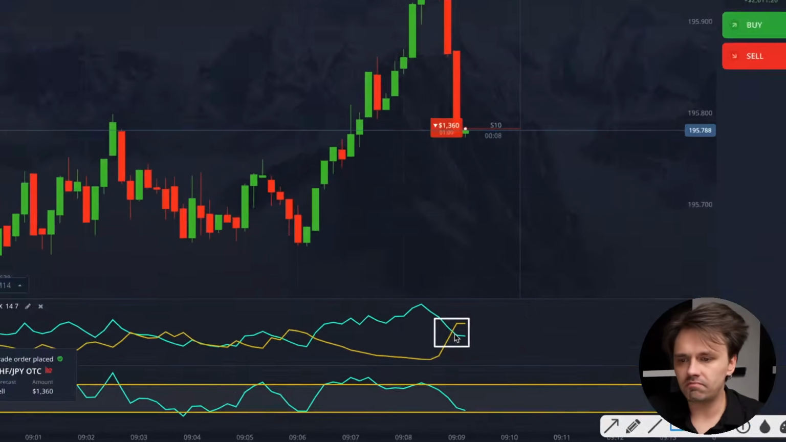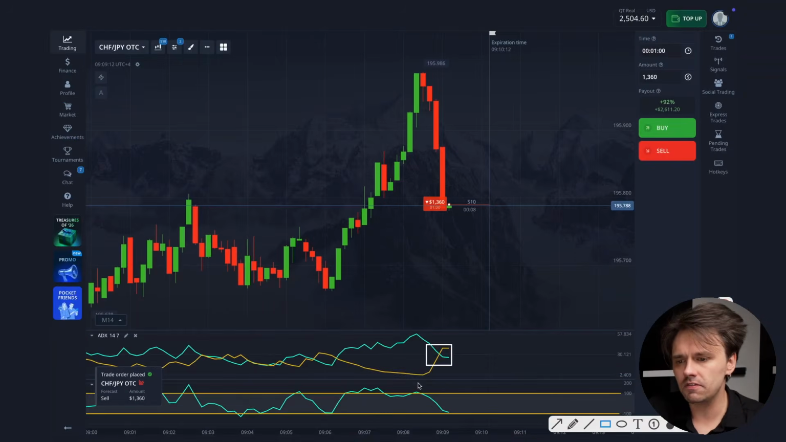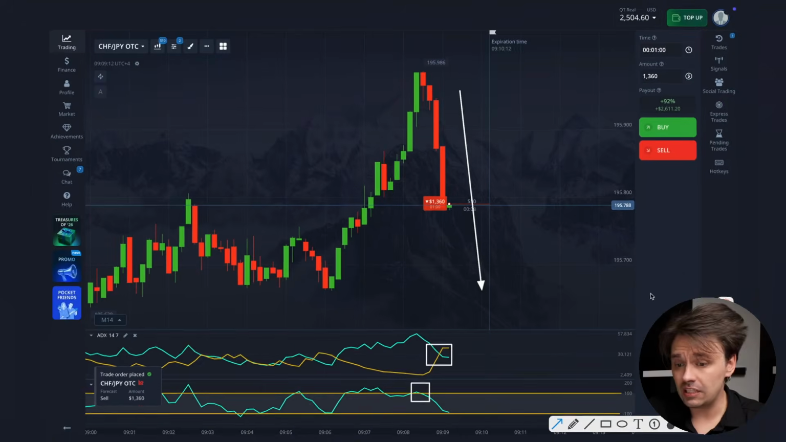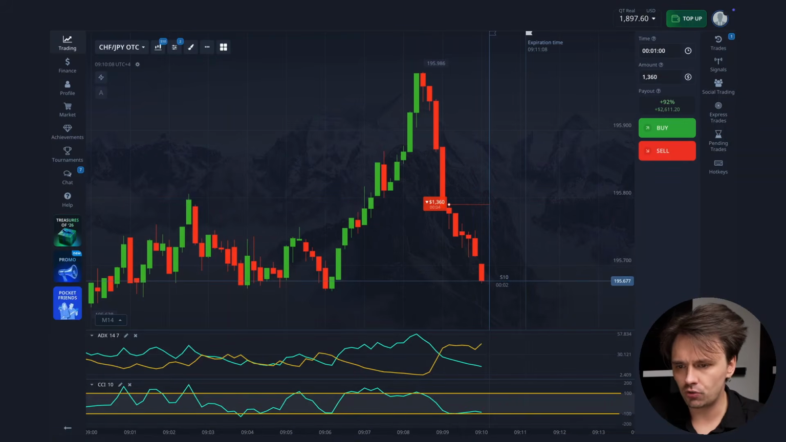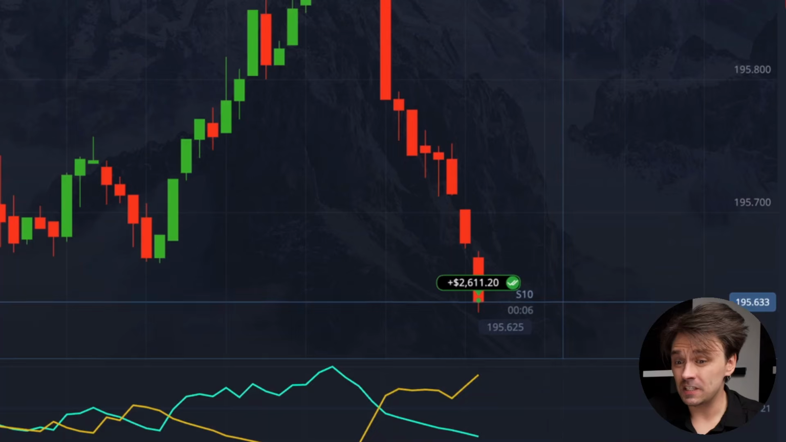ADX shows that sellers are taking over the initiative. CCI gives a sign that the market is overheated at the top and is going down. The candles show a clear reversal. Sellers have sharply joined in. Therefore, the trade is justified. The market has already started to go down. And the trade brings me $2,611 to the balance. Excellent.